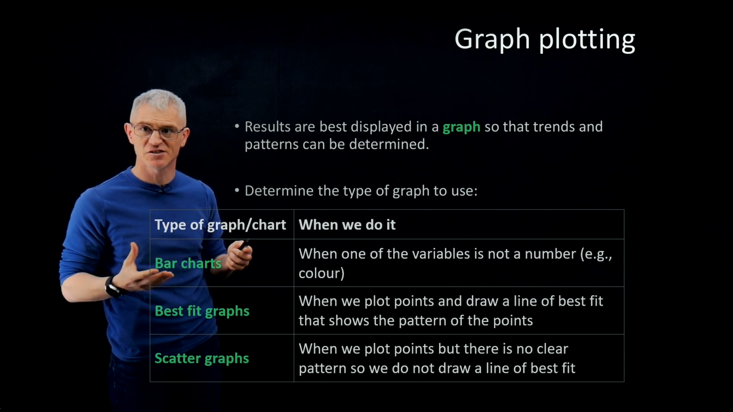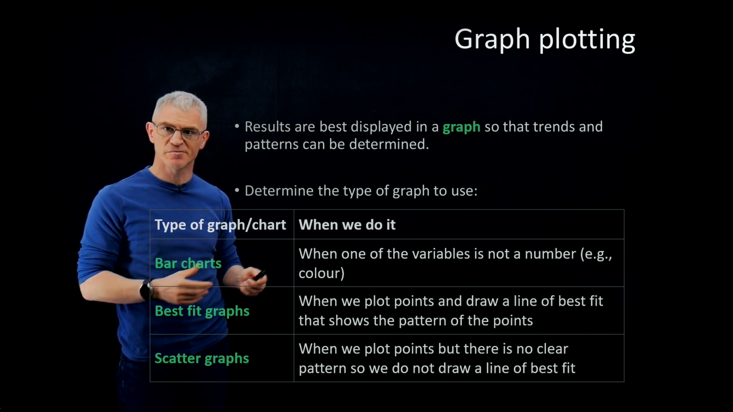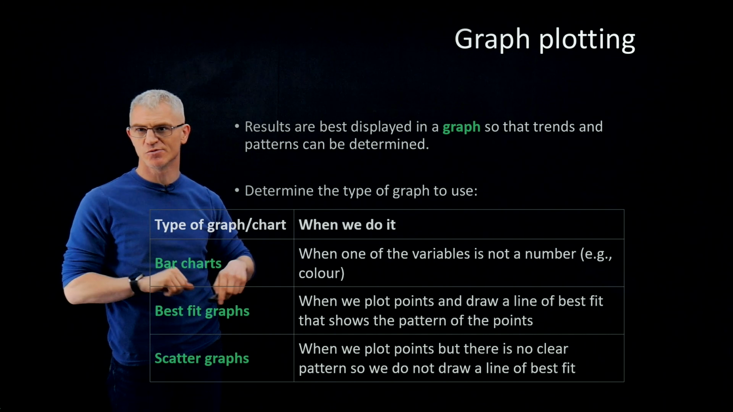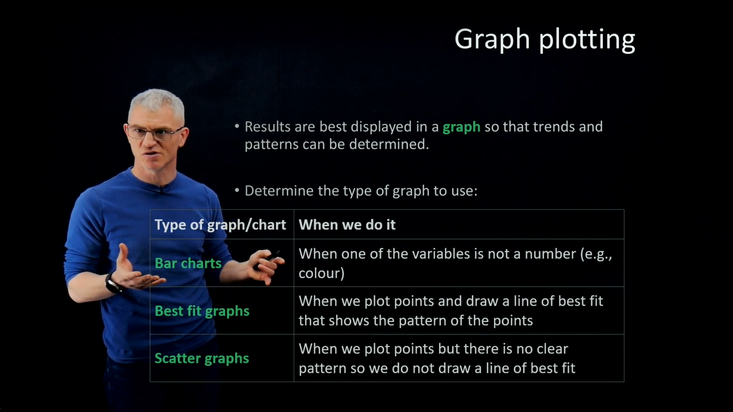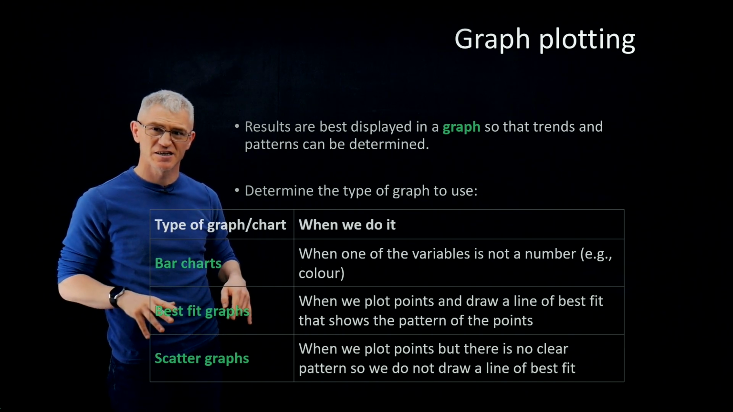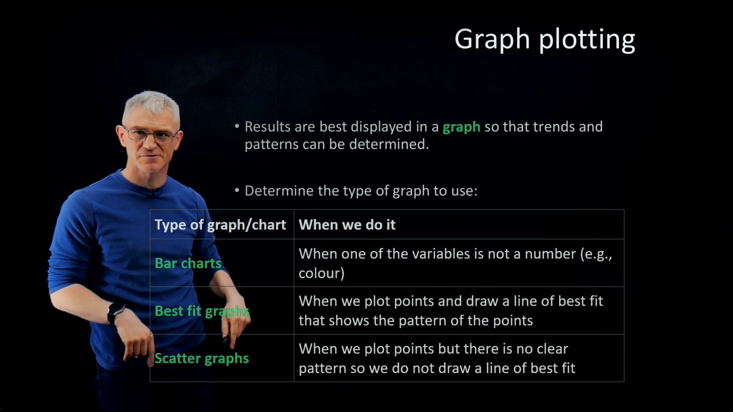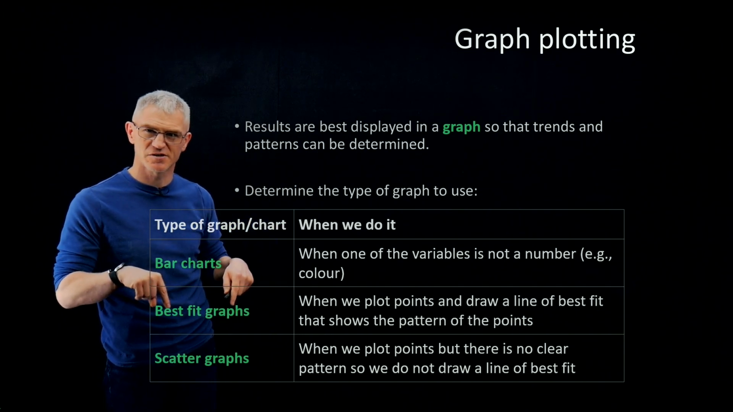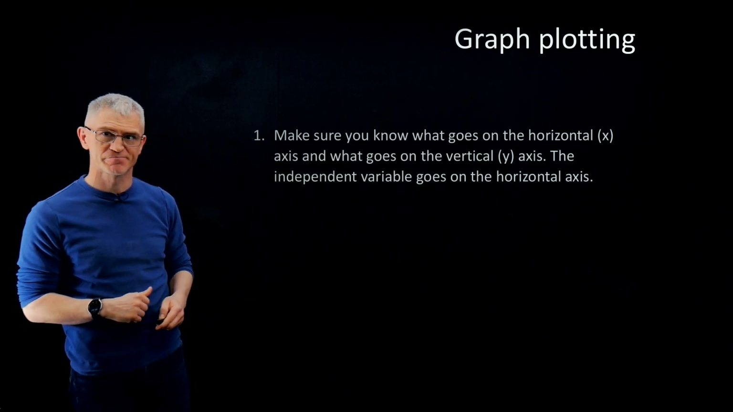So basically, we're going to look at the trends and patterns at the end of this. Bar charts, when it's not a number, used to be called categoric variables. So if it's a categoric variable, then you basically draw a bar chart. Best fit graphs, okay, scatter graphs. Scatter graphs are just when you've got loads of dots everywhere, and we don't really do those in science. We do best fit graphs, okay? When you draw a line of best fit. And I'll show you both of those now.